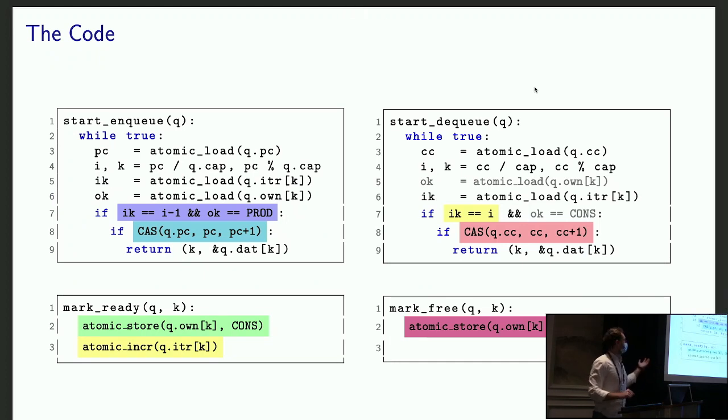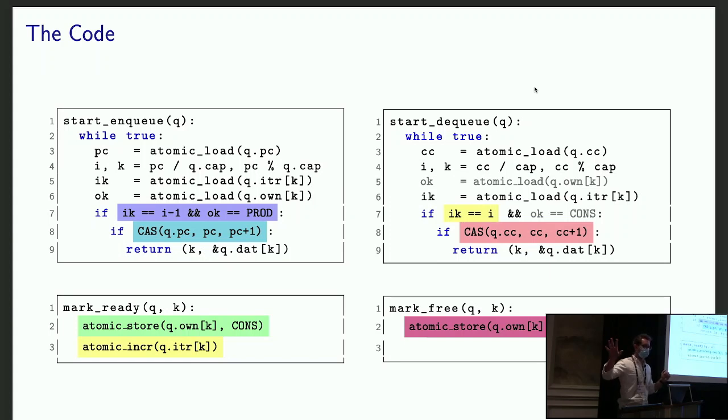So this is what the code looks like. I mentioned it's implemented in about 24 lines. The NQ path and the DQ path are pretty similar, but we can just look at the NQ path for now. On lines 3 through 6, it's basically just reading a bunch of state. And then on line 7, it establishes that the slot we're looking at is open. On line 8, it does a compare and swap to claim that slot, and then it returns the pointer to the data so that the user can then read the data. And then in mark ready, it basically just records that this slot is now owned by the consumer.